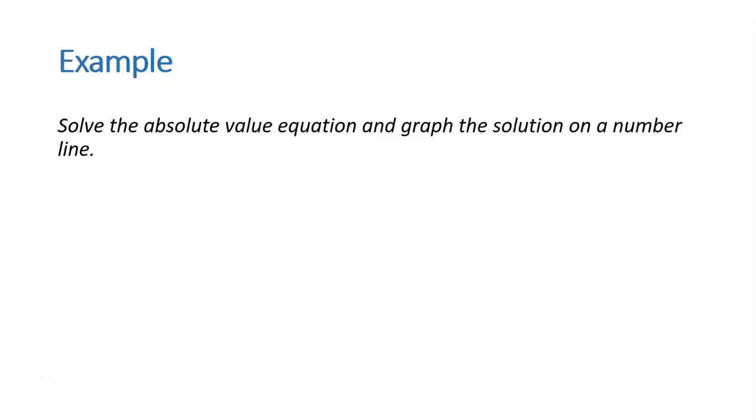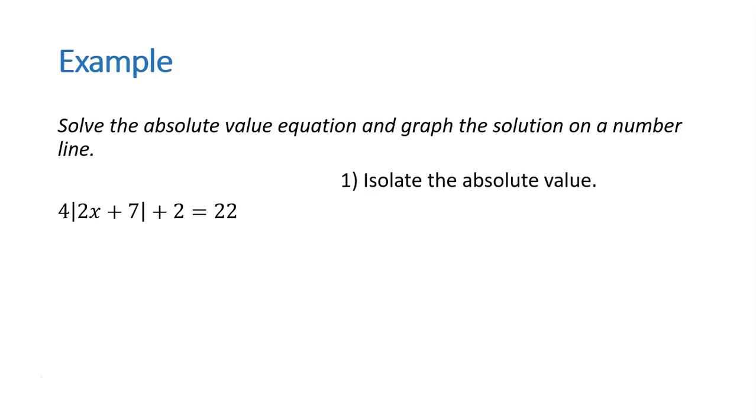So let's look at a couple examples of more complicated absolute value equations. We want to solve the equation, and then just like before, graph the solution on a number line. Our first equation is 4 times the absolute value of 2x plus 7, plus 2, is equal to 22. First thing we need to do is isolate the absolute value. In other words, think again, birthday present. We want to get 2x plus 7. That's the gift. It's in a box represented by those bars, and then there's some wrapping paper on the outside.